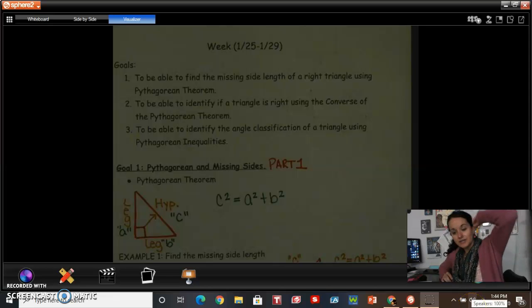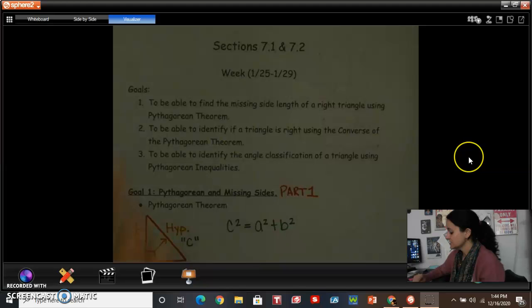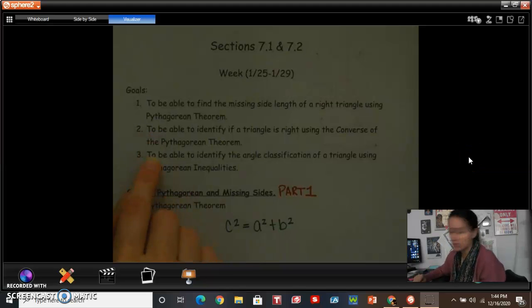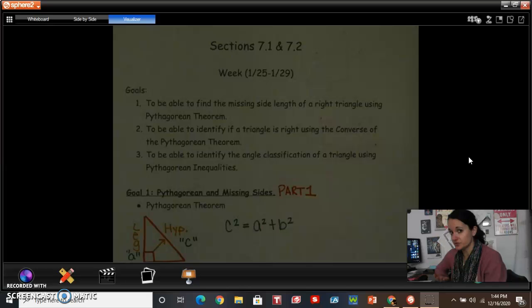Part 2 of 7.1.7.2. This is mainly section 7.2. So we're taking care of our last two goals. Our first goal for this video is to be able to use the converse of the Pythagorean theorem to prove a triangle is right, and to also use what I call the inequalities of the converse of the Pythagorean to classify whether it is acute or obtuse.